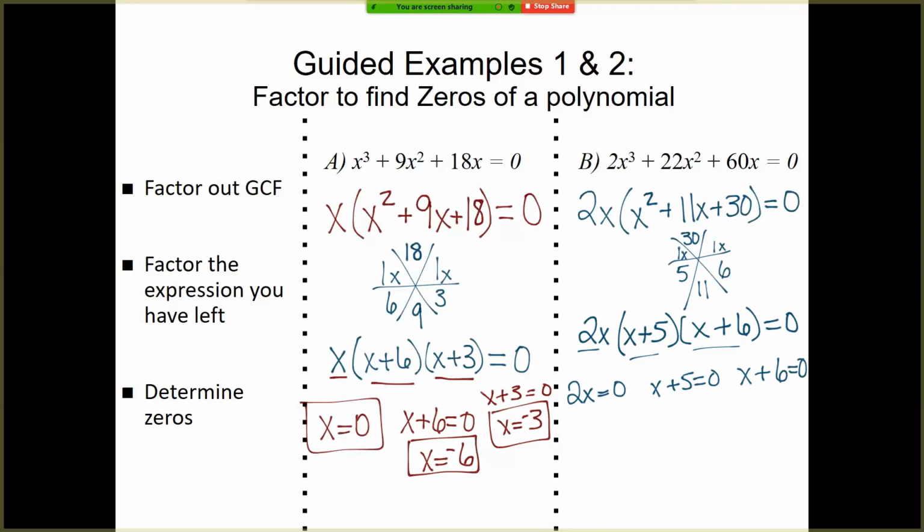Then I'm going to go back and solve each one of them. If 2x equals 0, I'm going to divide both sides by 2 to get x equals 0. There's one answer. For the second one, x plus 5 equals 0. Subtract 5 from both sides, and x equals -5. For the third one, x plus 6 equals 0. Subtract 6 from both sides, and x equals -6. There's my third answer.